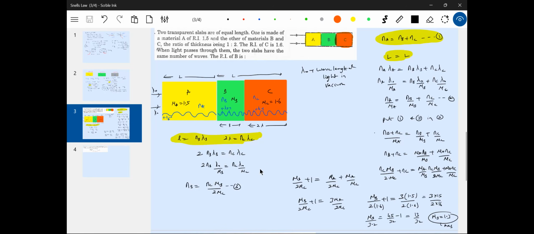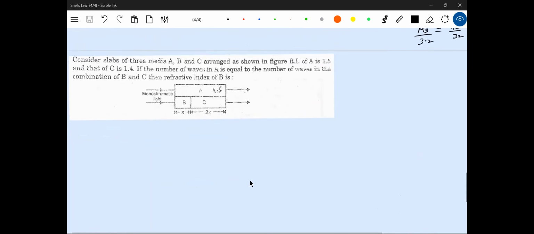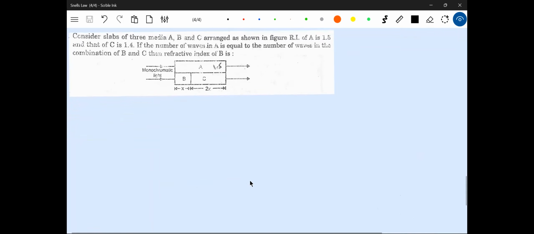Okay, let's take one more problem. Consider slabs of three media A, B, C arranged as shown in the figure. Refractive index of A is 1.5 and that of C is 1.4. If the number of waves in A is equal to the number of waves in the combination of B and C, find the refractive index of B. This is the unknown thing. A monochromatic light is entering the slab. As the light propagates in different media, it will have different wavelengths. With the data given, we should calculate the refractive index of slab B.